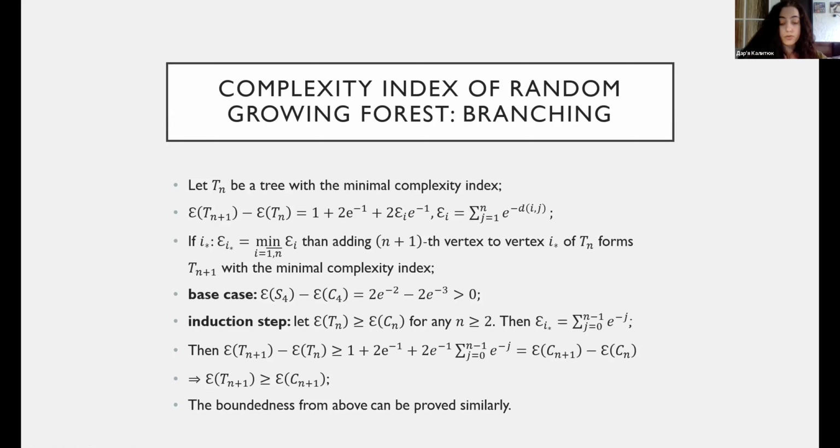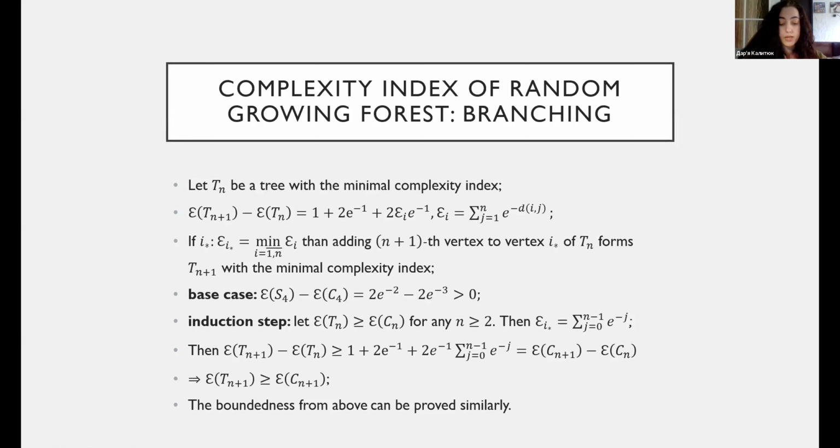So the first step of the proof is a base case. For n equal to 3, we have only one tree. For n equal to 4, we have two different trees, one asterisk and one chain, and we can easily check that the difference between their complexity indexes is greater than 0, as we want it to be.